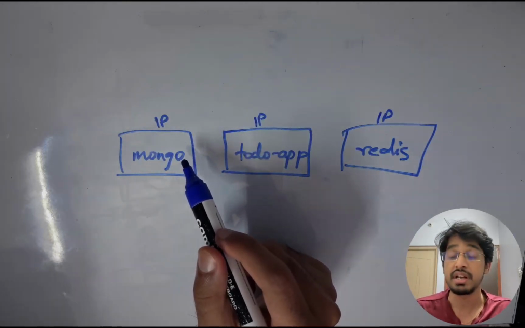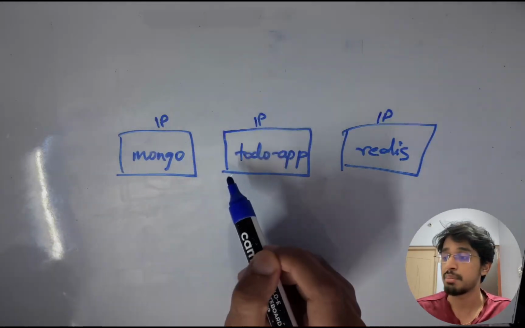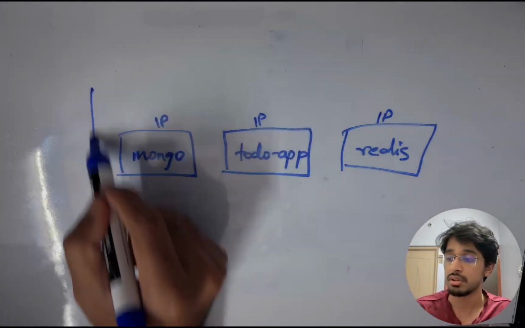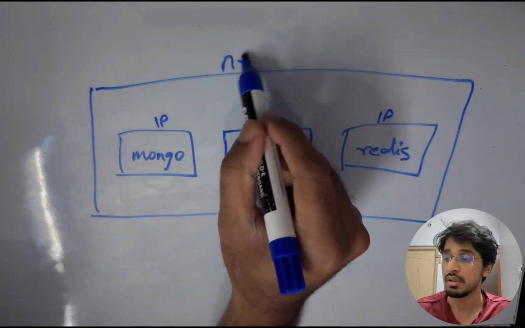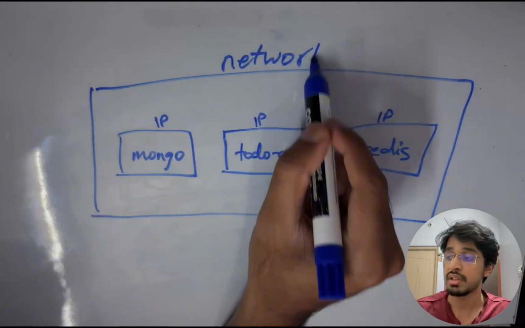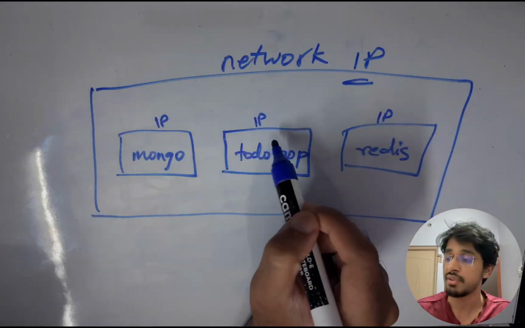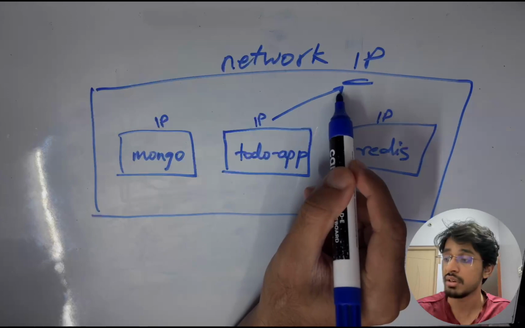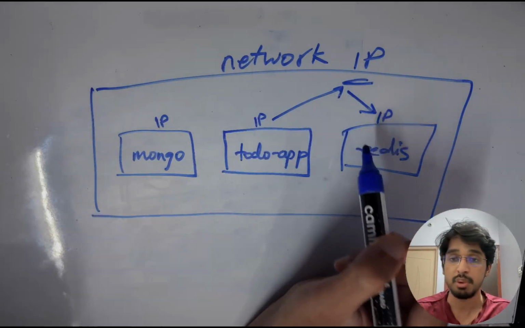So this is where Docker networks come into the picture. What I can do is place all of these containers inside one particular network. I can just draw the network here. So this is the network. This network itself will have its own IP address. Using this IP address, I will be able to communicate to another container by having a lookup to this IP address and then routing it to the appropriate container.